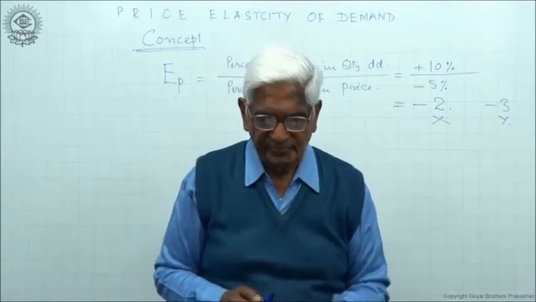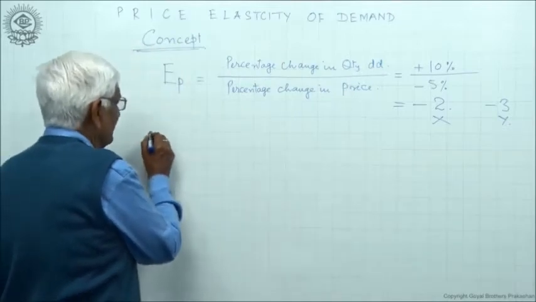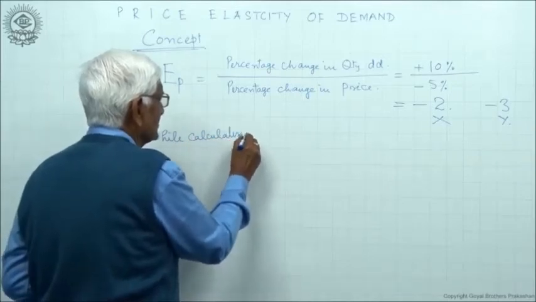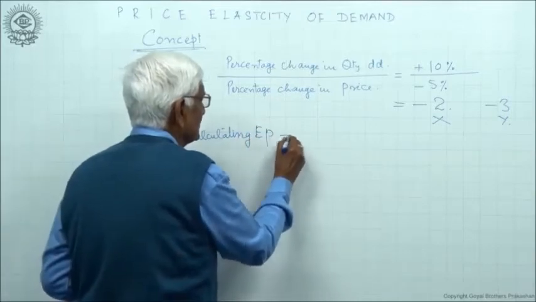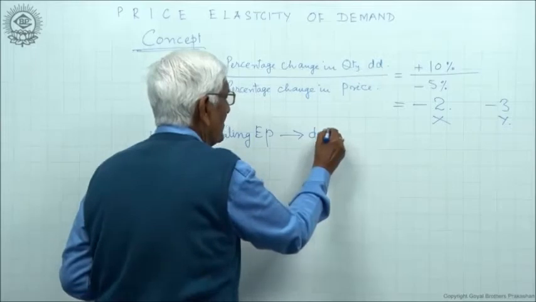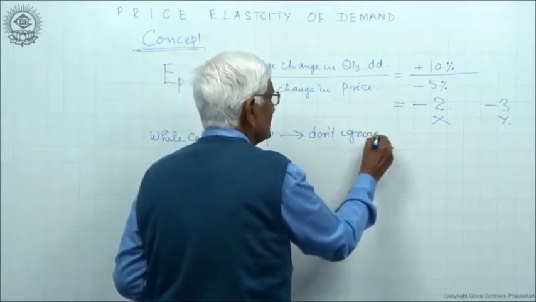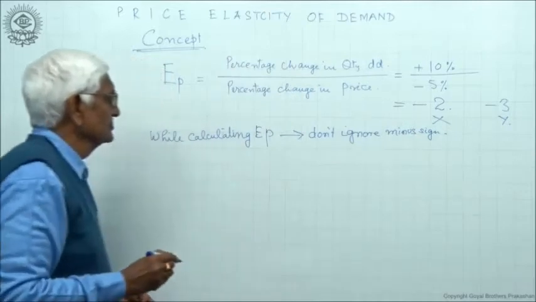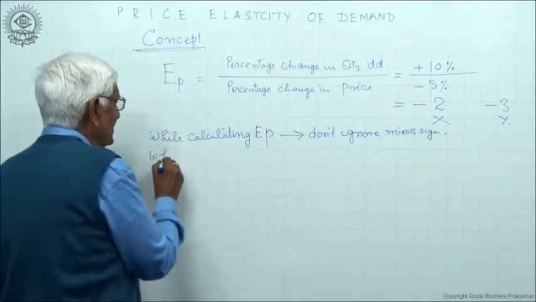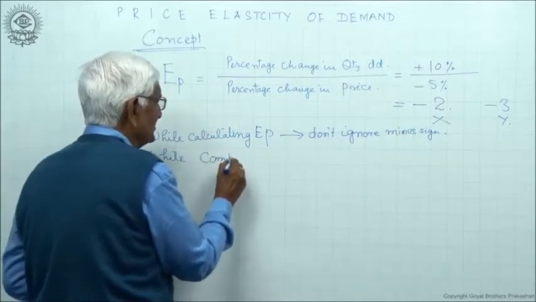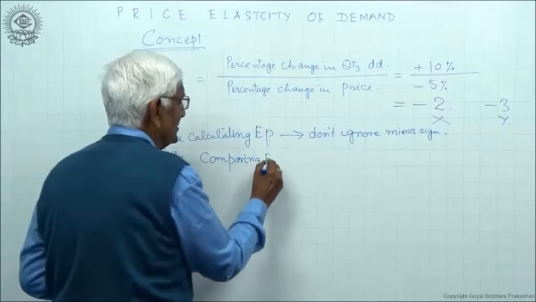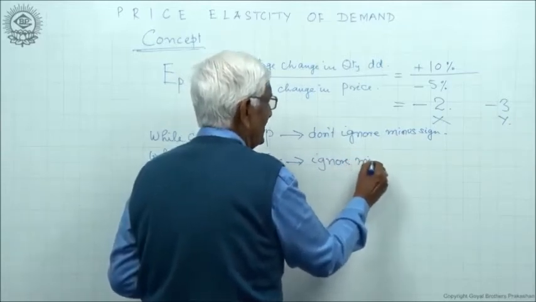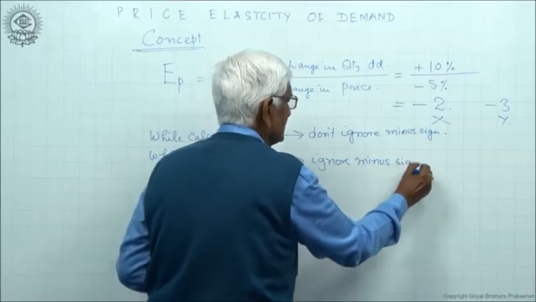The general rule is: while calculating EP, don't ignore minus sign. While comparing EPs, ignore minus sign.